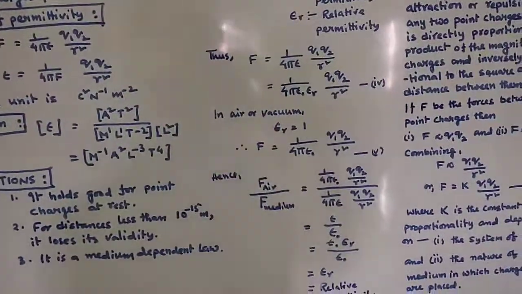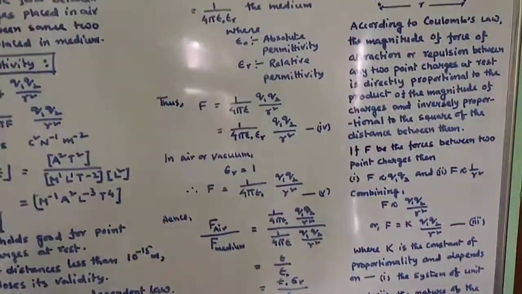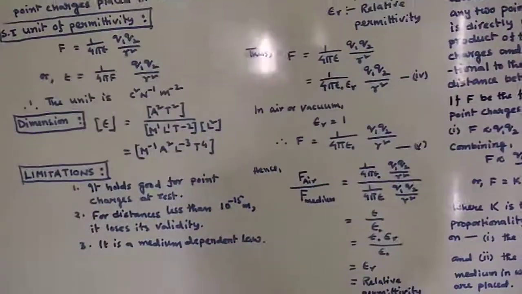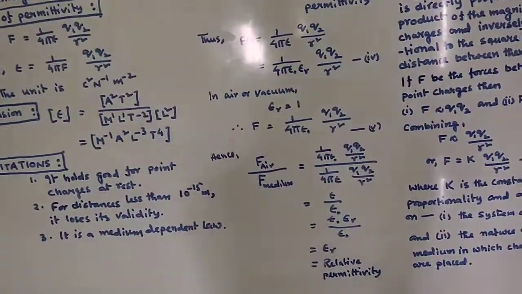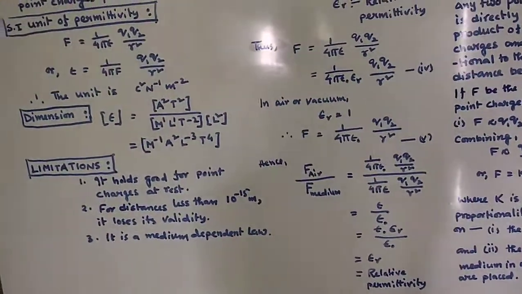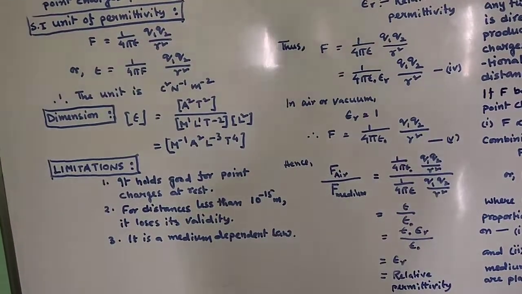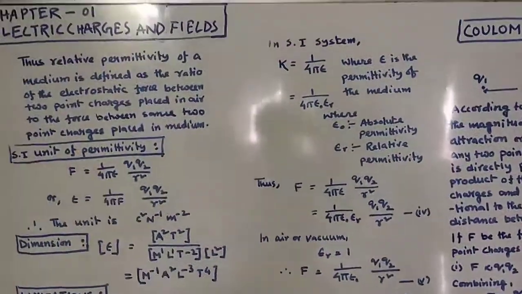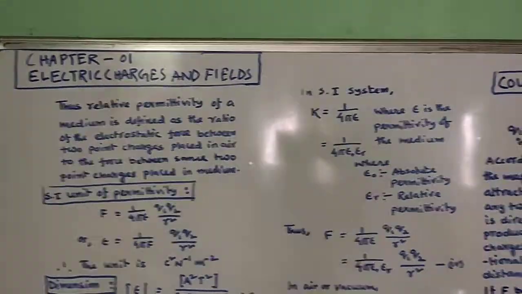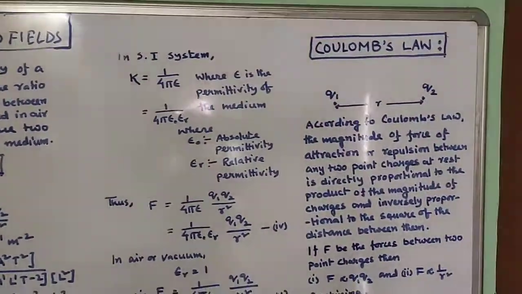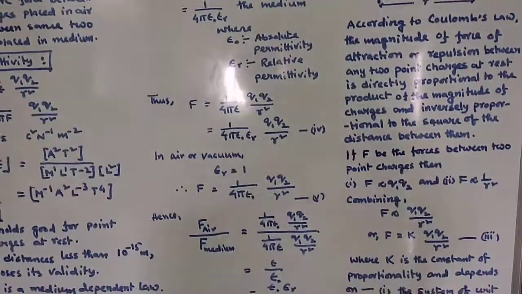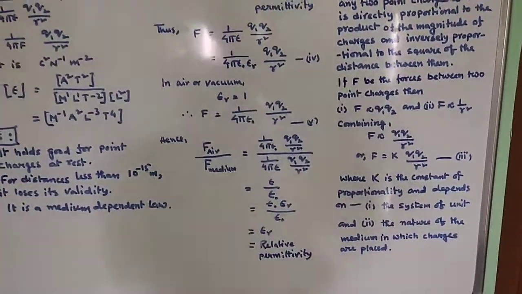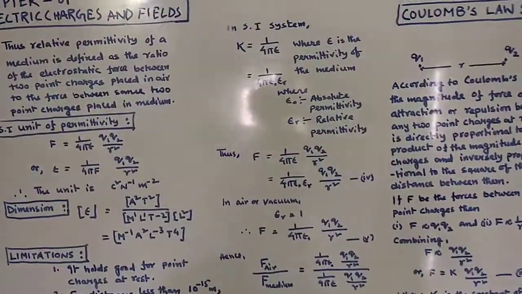Now this force basically depends on the medium. We have just now shown that if it is air, then the force is high compared to the medium. So it is a medium dependent law. So these are the limitations of Coulomb's law. So please go through this part, and in the next class we are going to define the vector form of Coulomb's law.